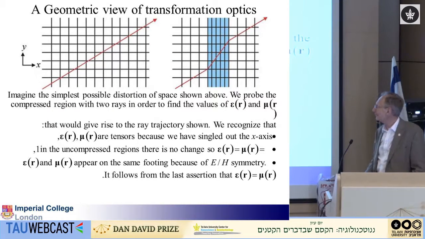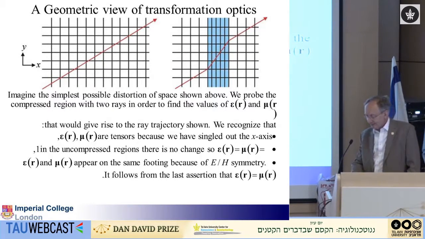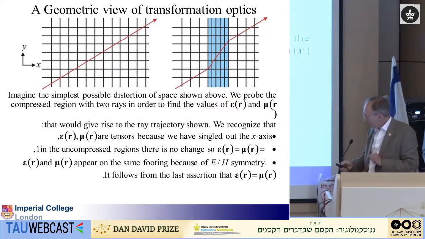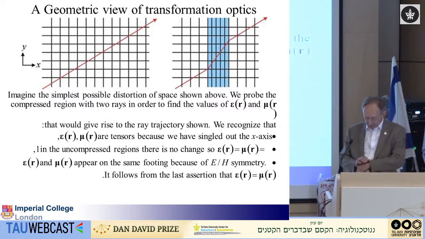There's still a formula. So let's ask what happens to the simplest distortion of space. What happens to epsilon and mu? So I'm going to crush space in this direction. And if I have a pointing vector like this, think of it as a ray of light, then the ray of light will follow a bent trajectory if you make a squashing of this middle section here. Now I could prove that to you, but I don't have enough time to do that, so let me just state the conclusions. They're very simple.